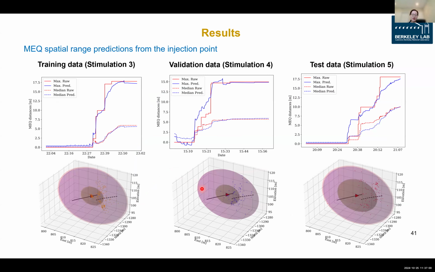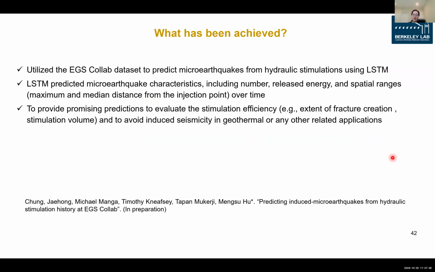And here shows the range of the spatial MEQ range in the validation and test sets. For the validation part, the error is within 0.3, and for the test set the error is less than 1. It's still acceptable, but was further improved by using transformer. What we learned from this set of machine learning is that it was actually interesting to see that long short-term memory was able to predict MEQ in terms of their number, released energy, and spatial ranges over time.